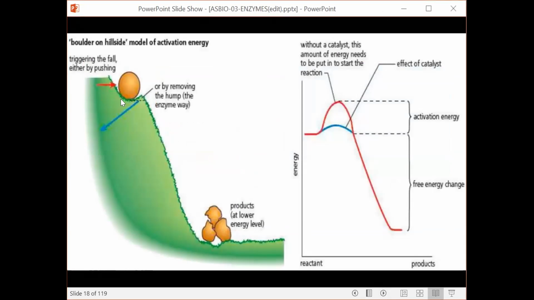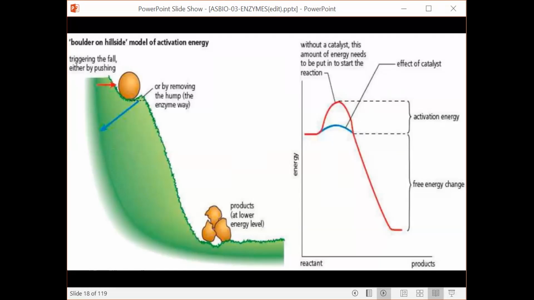As an example given, now there is an incline over here. That means energy is required to climb that short incline, then reach the bottom. What is the enzyme doing? It is just removing that incline, the hump over there. Done. You just give a slight push and then boom, it goes down. Okay, that is what it is doing.